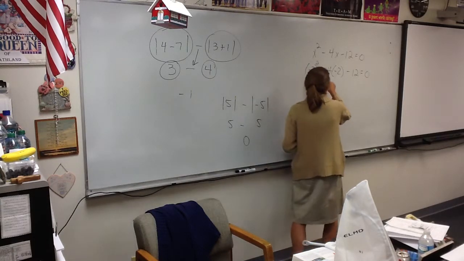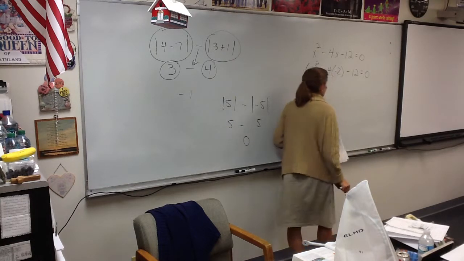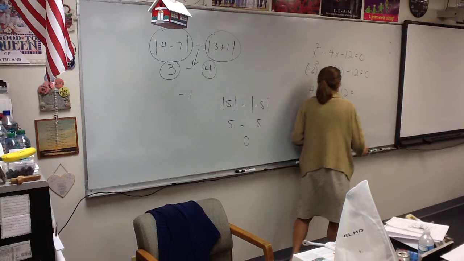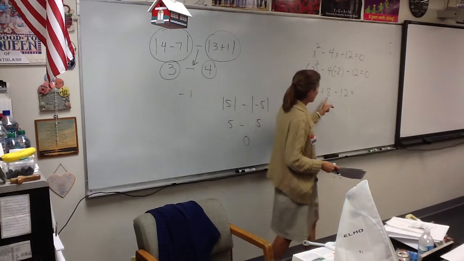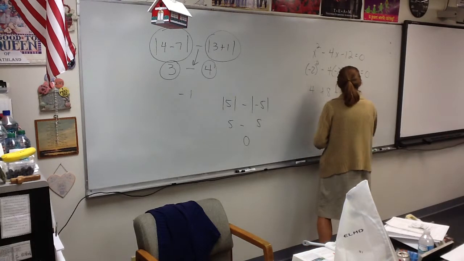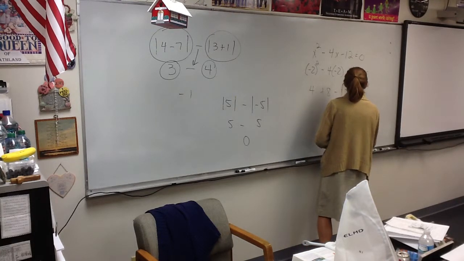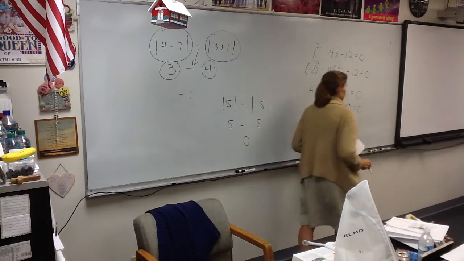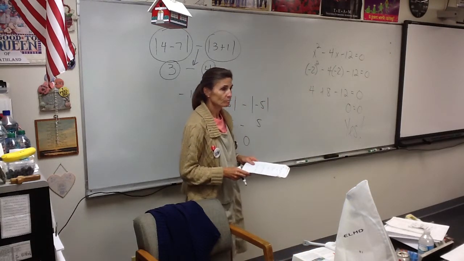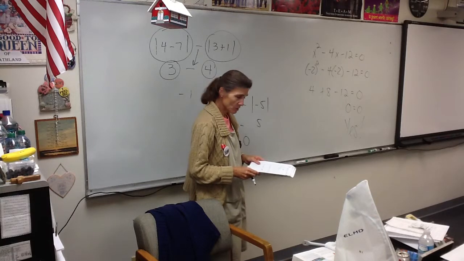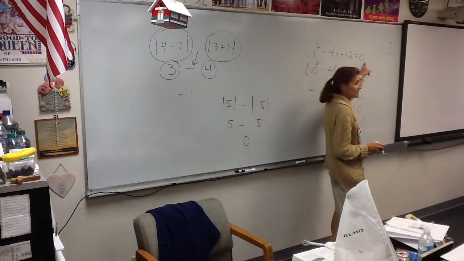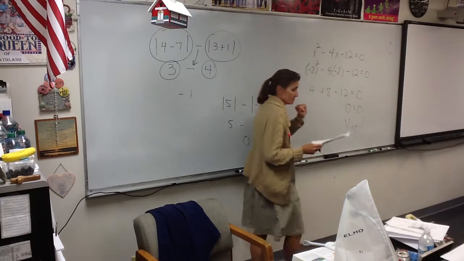What do you get when you multiply a -4 times a -2? 8. What happens when you add a 4 and an 8 and subtract a 12? You get 0. What's the answer to this question? Yes. If it didn't equal 0, it wouldn't be a solution. If it's a solution, it's going to equal this number over here, whatever it is.